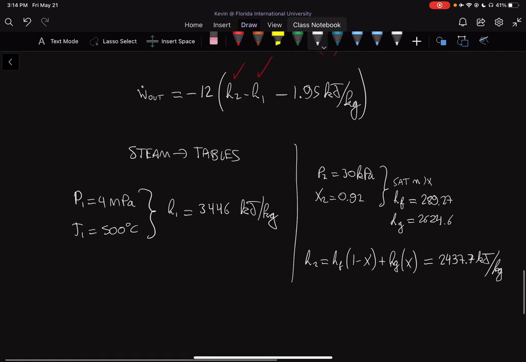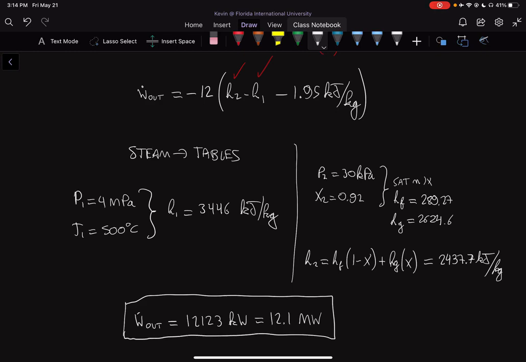So we can plug our terms into our above equation, and we get that work dot out, or power out, is equal to 12,123 kilowatts, which can also be written, if we want to, as 12.1 megawatts. Okay, whichever way we want to write it is fine.